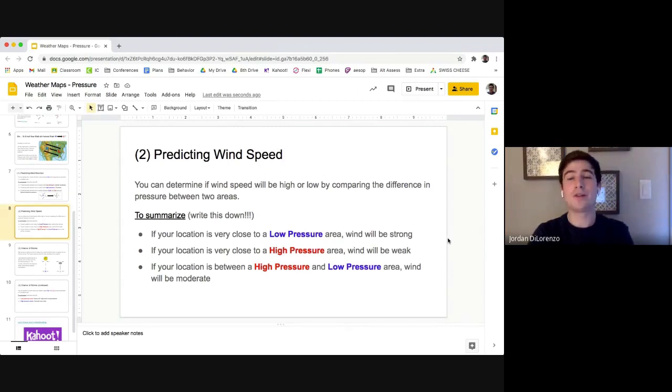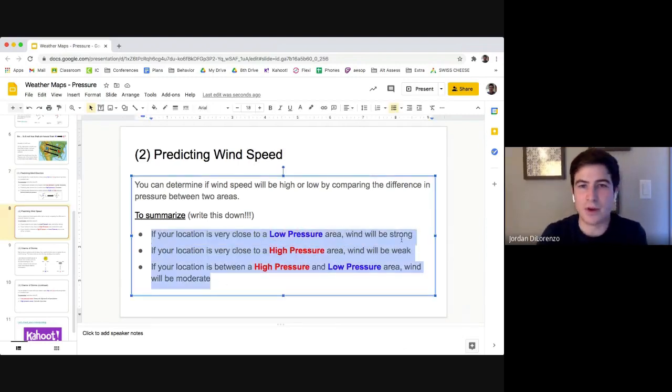All right, so wind direction was definitely the hardest thing to predict. Wind speed and chance of storms are actually a lot easier to predict. You can determine if wind speed is going to be high or low by comparing the difference in pressure between 2 areas. But in summary, these are the 3 things that I recommend you put into your notes.